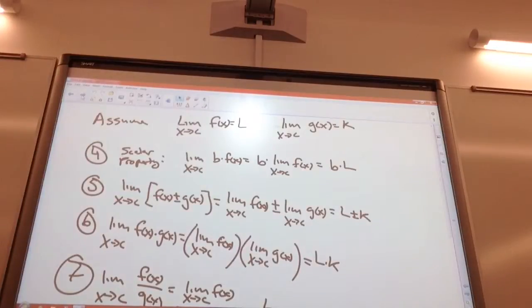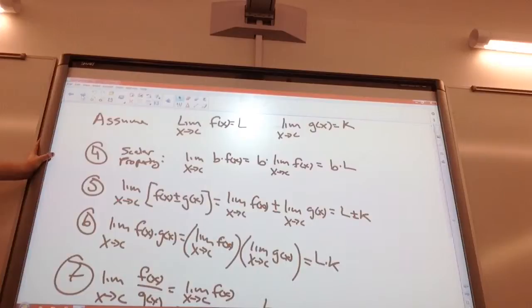Now for these properties, we're going to make an assumption. The assumption we're going to start with is that the limit as x goes to c of f of x is equal to L, and the limit as x goes to c of g of x is equal to k. And L and k here are just numbers, okay? So it'd be like saying, the limit as x goes to 5 of f of x is 10, okay? That sort of idea, all right? That's all we mean by the L and k here. They're just numbers. Any problems with that kind of notation?